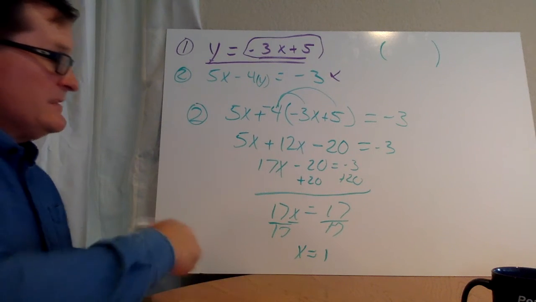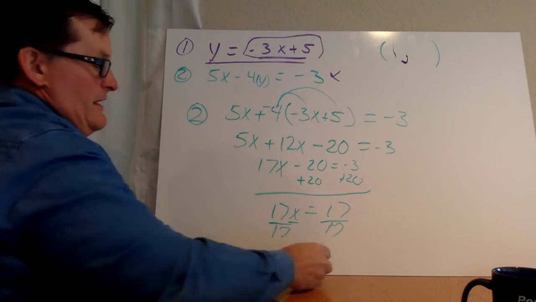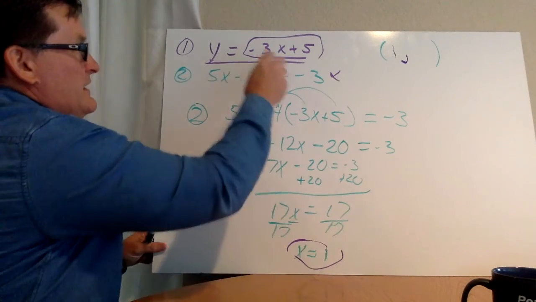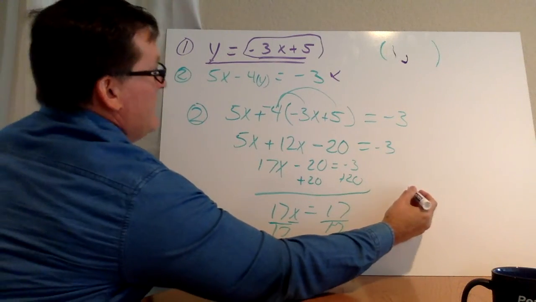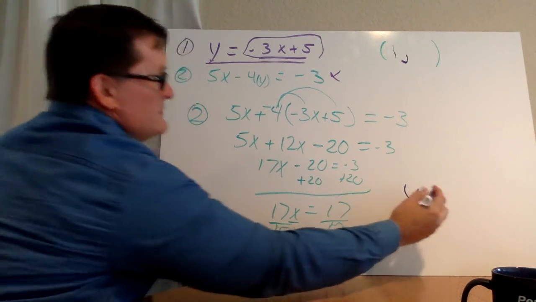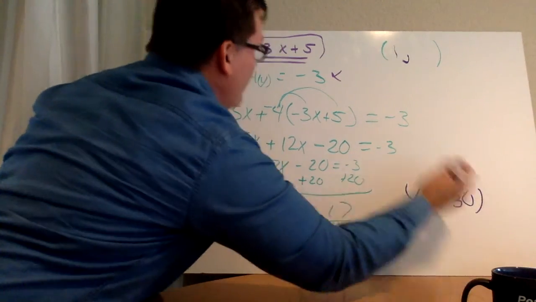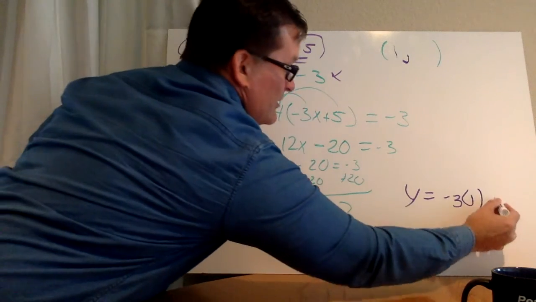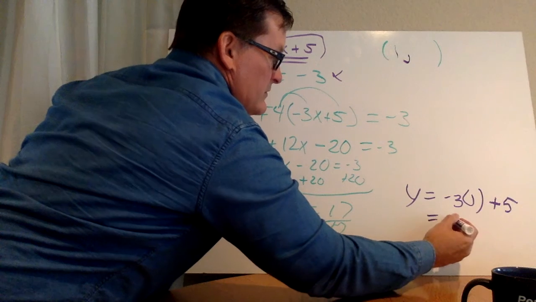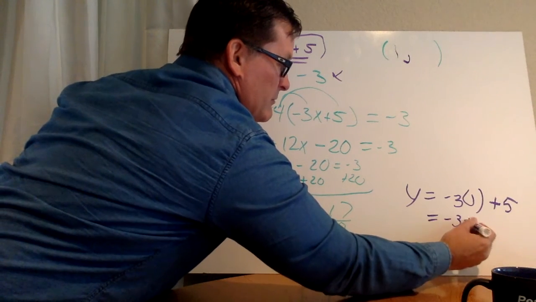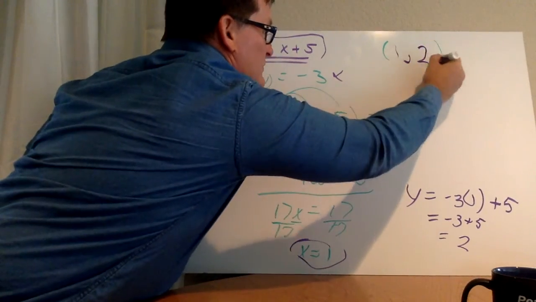Well, now that I know x equals 1, I can go ahead and fill that in. I'm going to plug it into this first equation because it's already set up and simple, and I can probably even do it in my head. So y equals negative 3 times the one that I found, plus 5. So y equals negative 3 times 1 is negative 3, plus 5. Negative 3 plus 5 we know is 2. So my y is equal to 2.